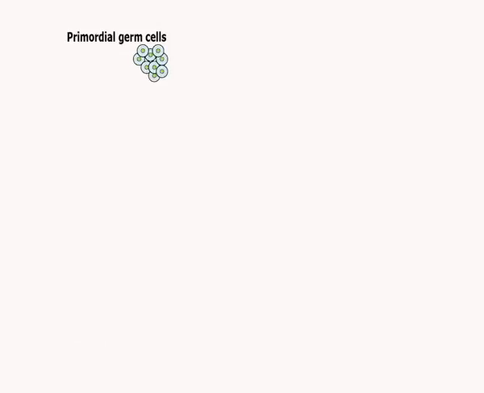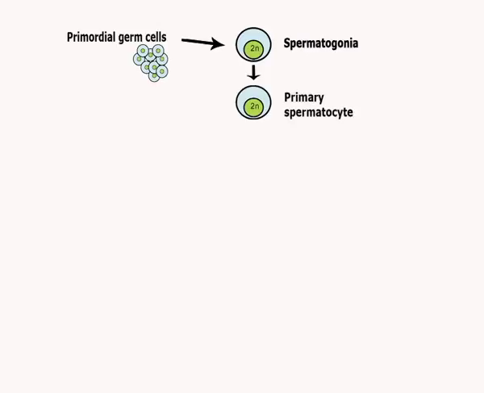Multiplication phase. The undifferentiated primordial germ cells are larger in size and their nuclei are distinct. They undergo repeated mitotic cell division to produce spermatogonia. Spermatogonia contain a diploid number of chromosomes and enter the next phase of growth. Growth phase. During this phase, a limited growth of spermatogonia takes place. They double in volume. The cells are known as primary spermatocytes, which are diploid in nature.